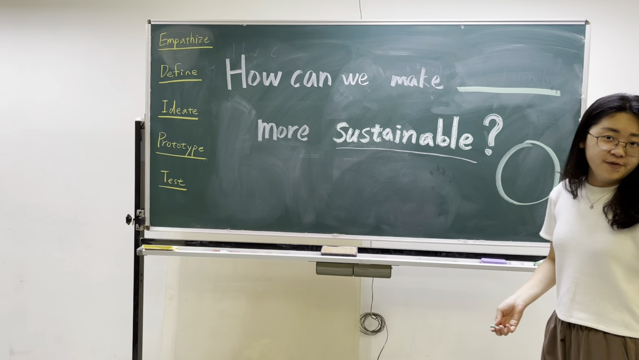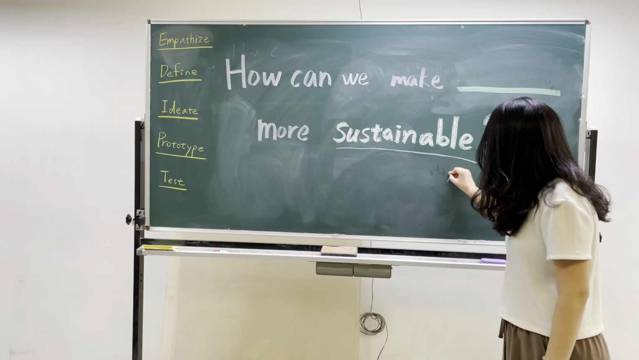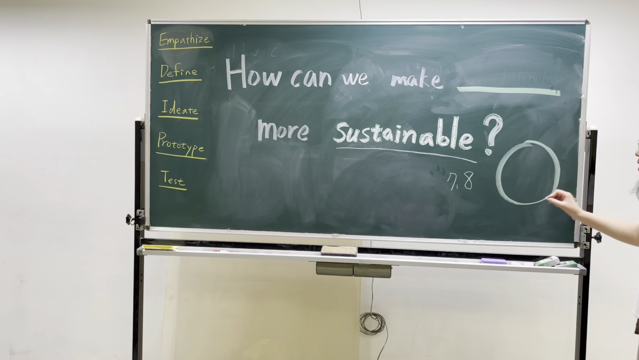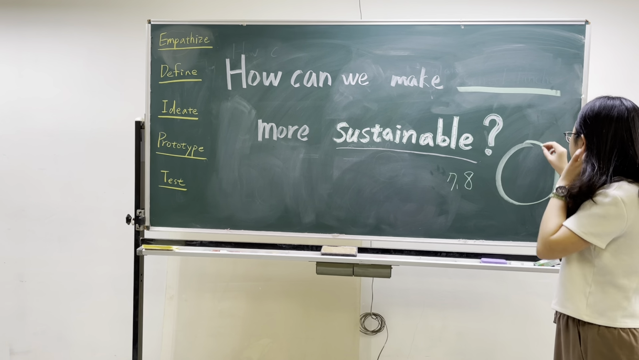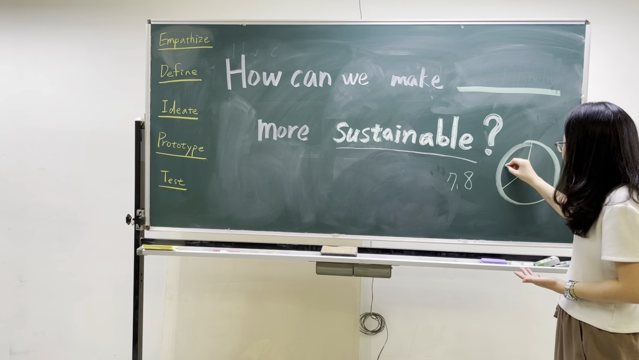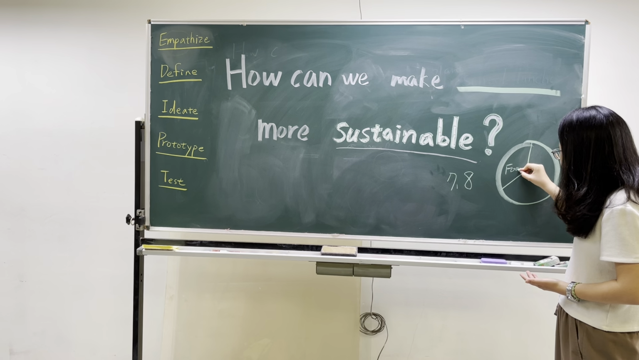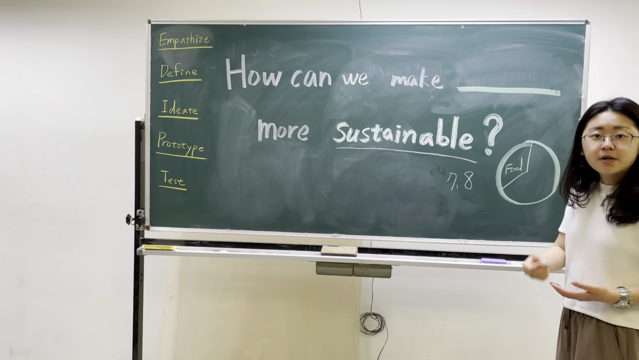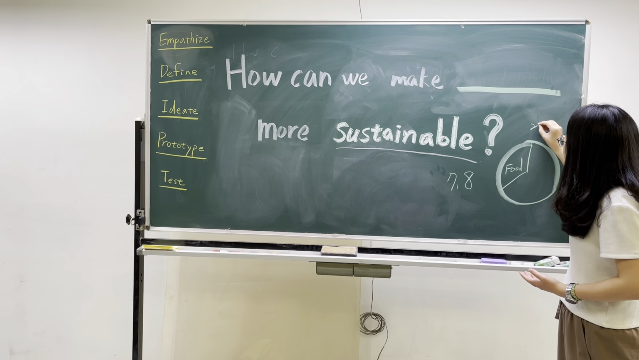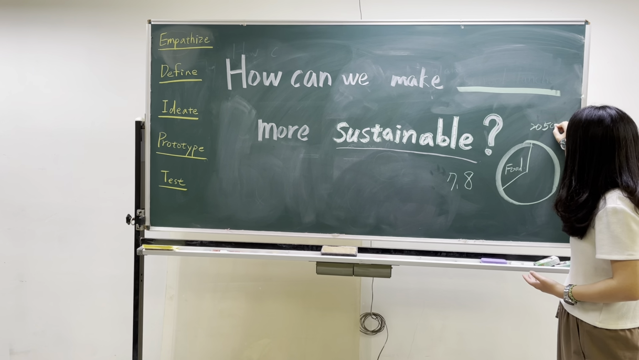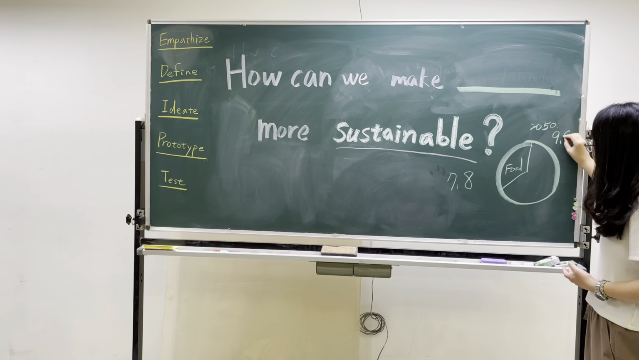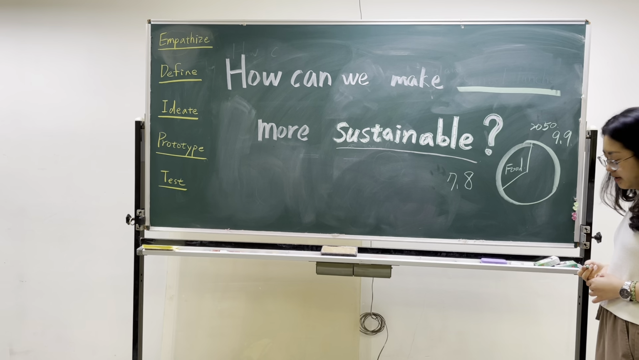How many people live in our world right now? It's about 7.8 billion people. And for these 7.8 billion people, it takes 1/3 of the Earth's resources to produce food. The food includes vegetables, fruits, and meat. Okay, however, by 2050, 9.9 billion people will live in this world.